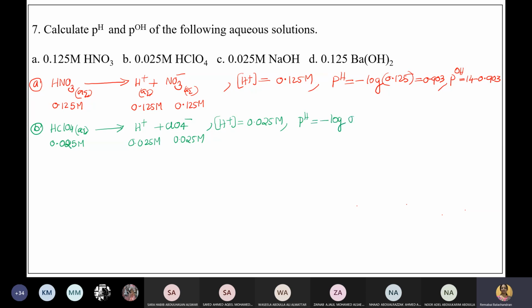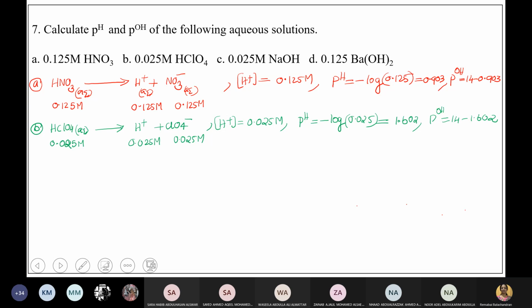minus log of 0.025. What's the answer, please? 1.6. Only 1.6? After that, no number? 0.2. Okay. So pOH is equal to 14 minus 1.602. Okay, so now see C part of the question.